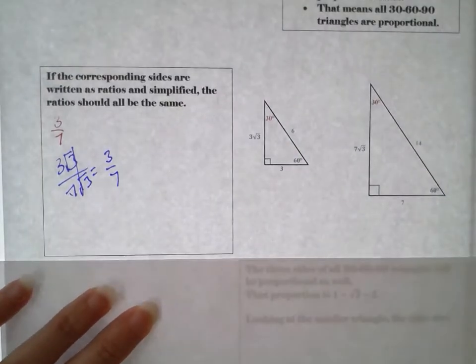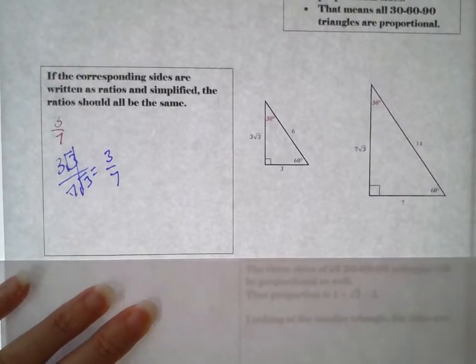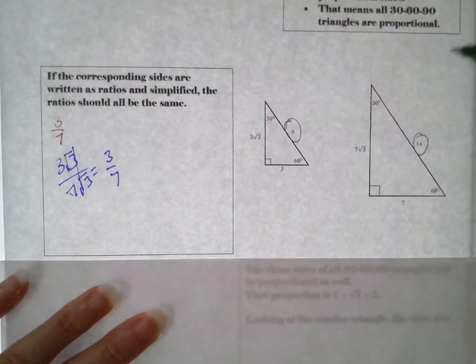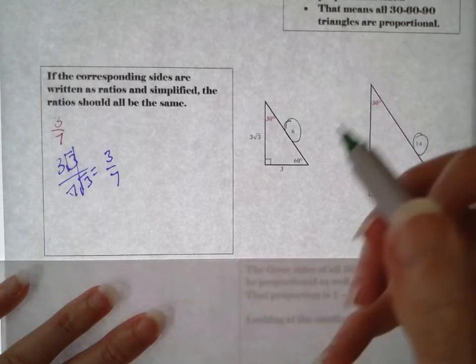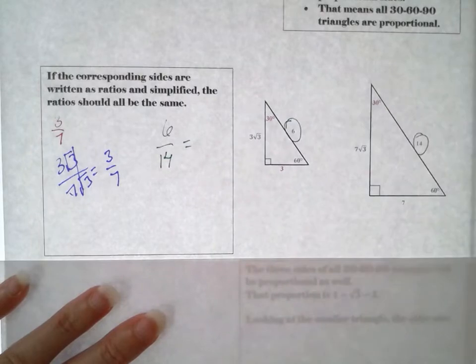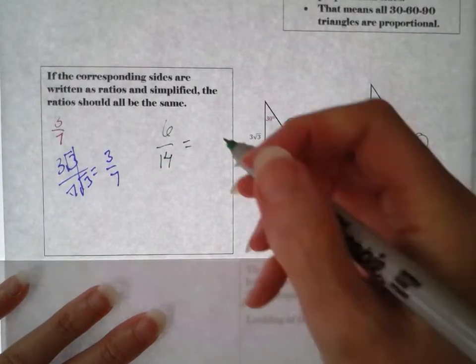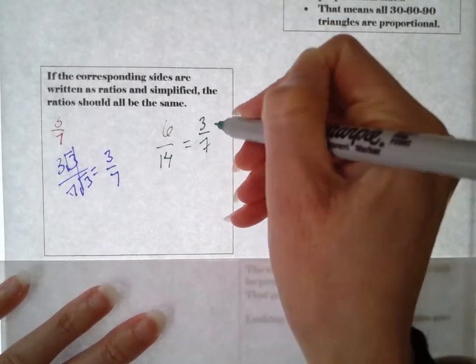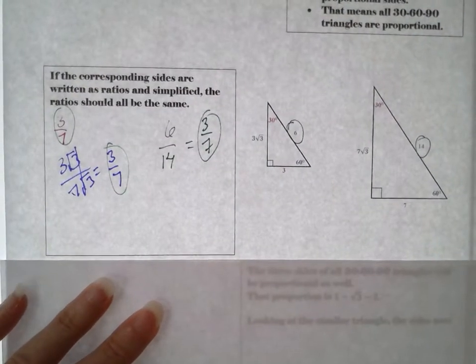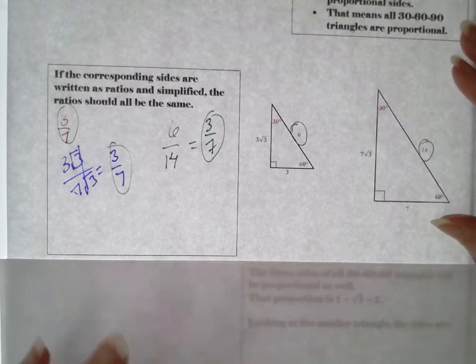Then I have the last two sides, which are the largest sides in the two triangles. They are the hypotenuse. They are both across from the 90. And again, I'm matching up small triangle over big triangle. That is 6 over 14. And that can reduce by simplifying out a 2. And that gives me 3 over 7. So all three of the proportions, the fractions, are the same. So we do see the triangles are similar.